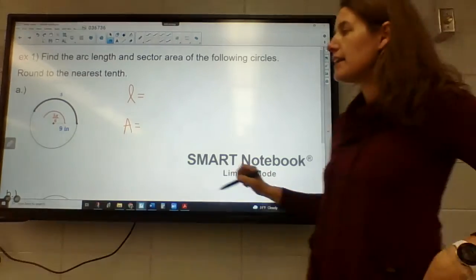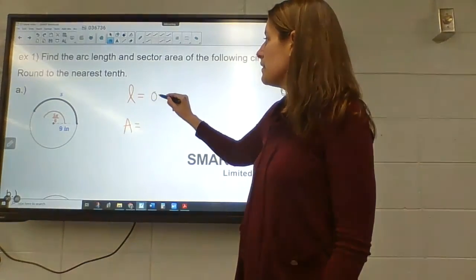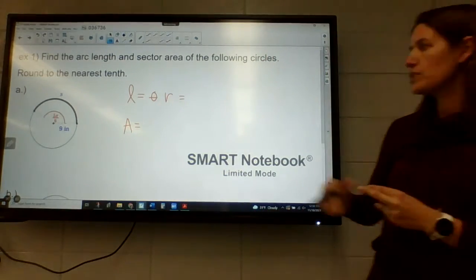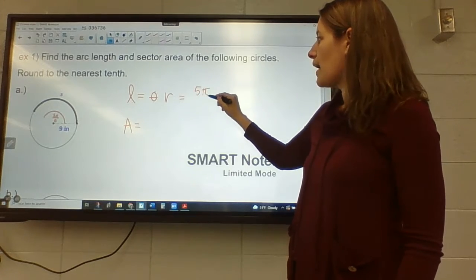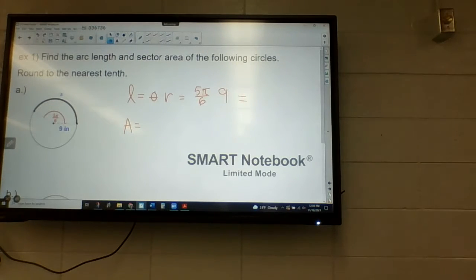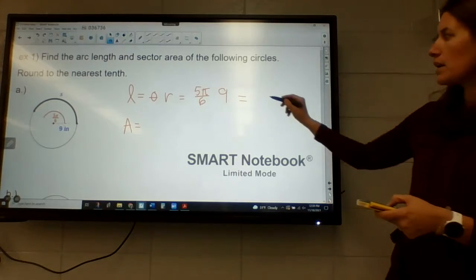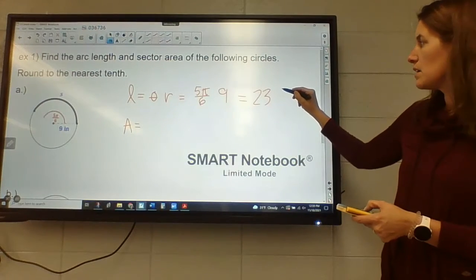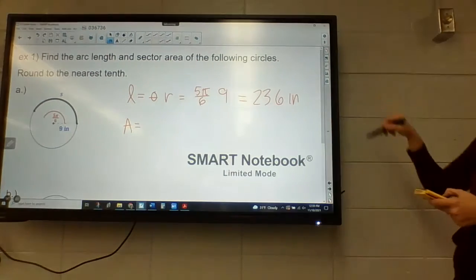So, arc length is the easy one. This is theta times r. So we're just doing 5 pi over 6 times 9 inches. When you multiply this, just understand that 9 is over 1 if you're trying to use fractions. And this one says round to the tenths place. So we get 23.6, is that what you guys got? And that'd be inches, because that's the distance along the edge.